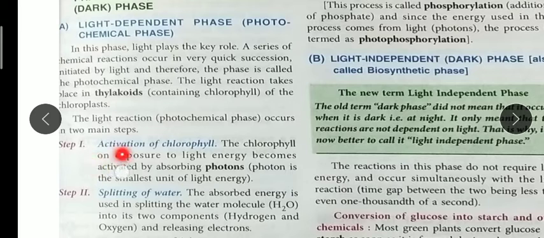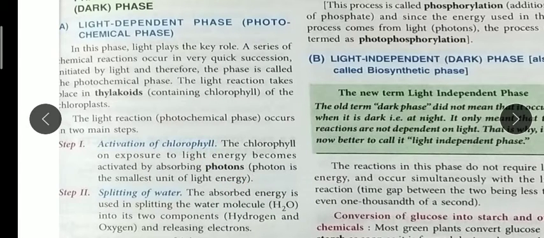In the first step, the chlorophyll pigment is activated by the light energy. So the chlorophyll, when it is exposed to light energy, becomes activated by absorbing more and more photons. So what is a photon? From physics you know that a photon is the smallest unit of light energy, and this light energy is important for the activation of chlorophyll. So what is the main function of this light energy? It activates the chlorophyll pigment.